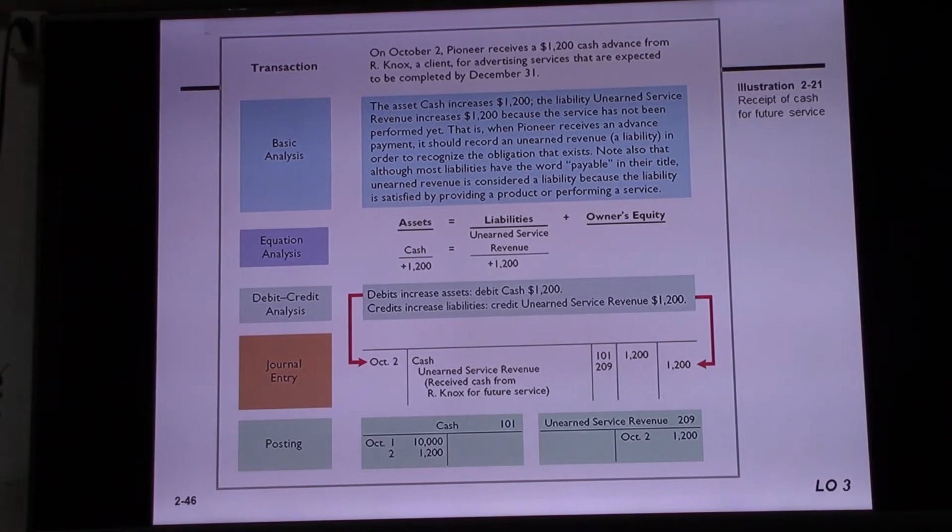The journal entry, when cash increases, it will be written in the debit side. So we have cash by $1,200 in the debit side. Then in the second line, you should write the credit amount, which is unearned service revenue, by the same value, $1,200. Post this transaction to the general ledger, post this transaction to the T account.